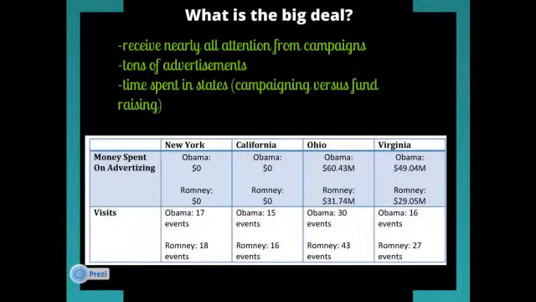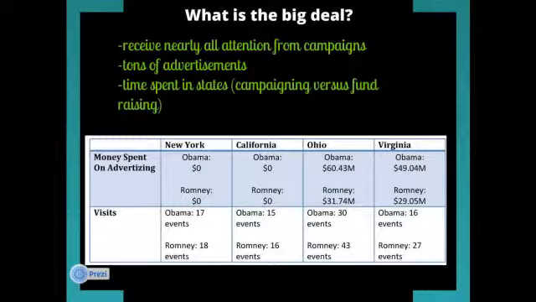So what's the big deal? Well, you can see in this chart that in the 2012 election, Obama and Romney spent literally $0 on advertising in New York and California, which are two safe states. But in Ohio and Virginia, they spent over $150 million on advertising in those two states combined. That shows that battleground states really do receive a lot more attention from the campaigns as opposed to safe states.